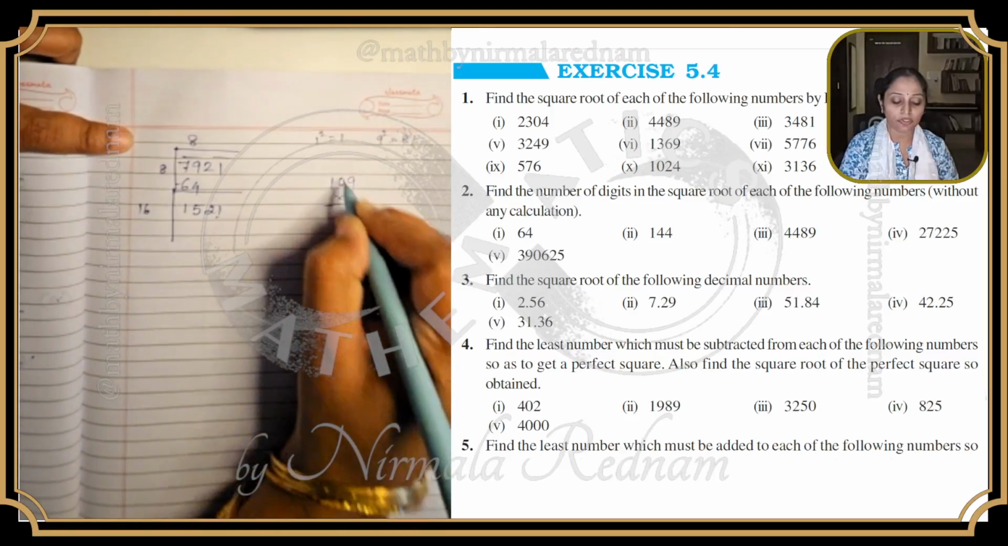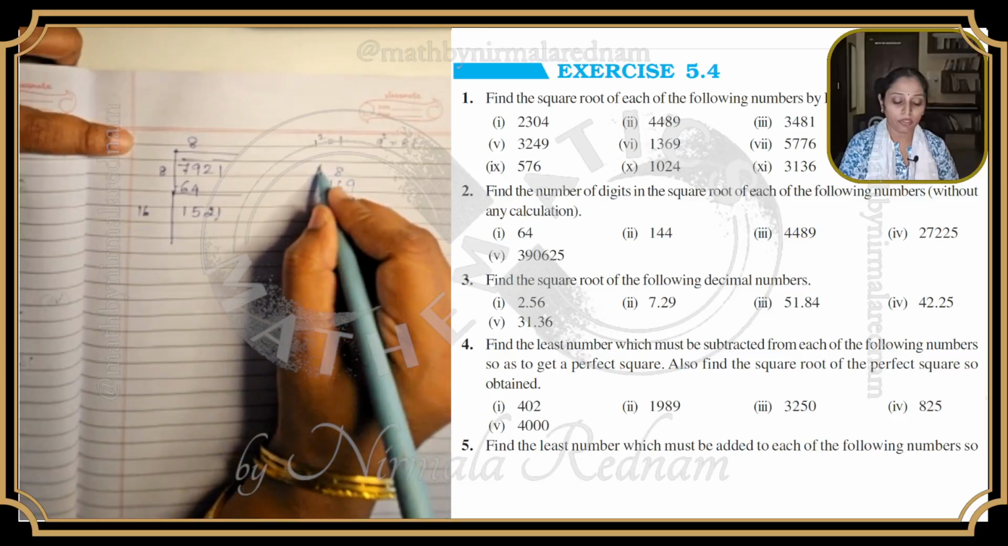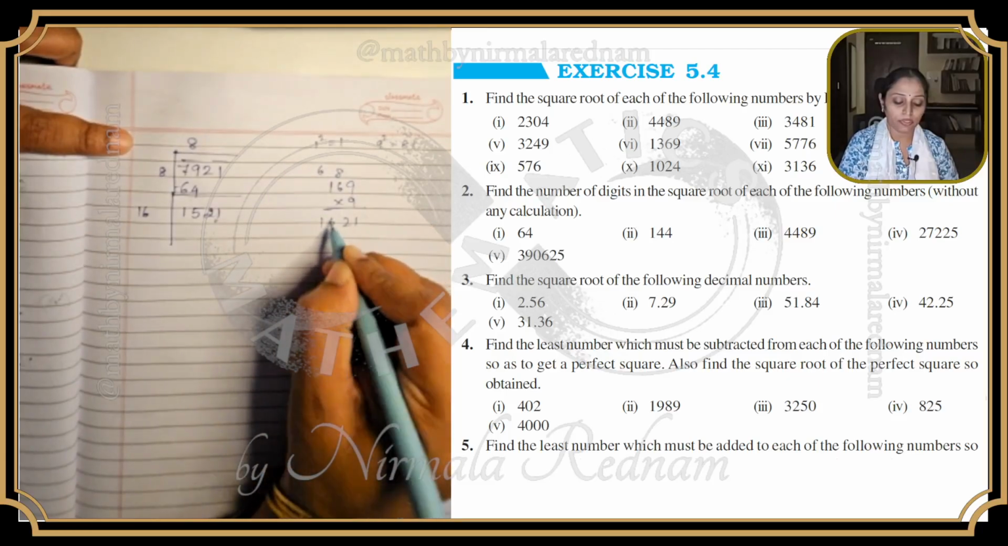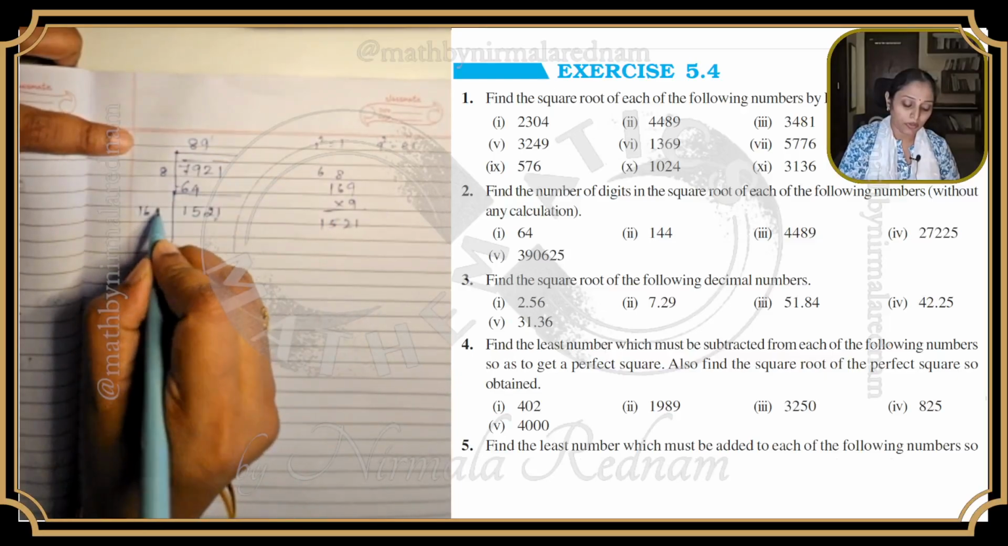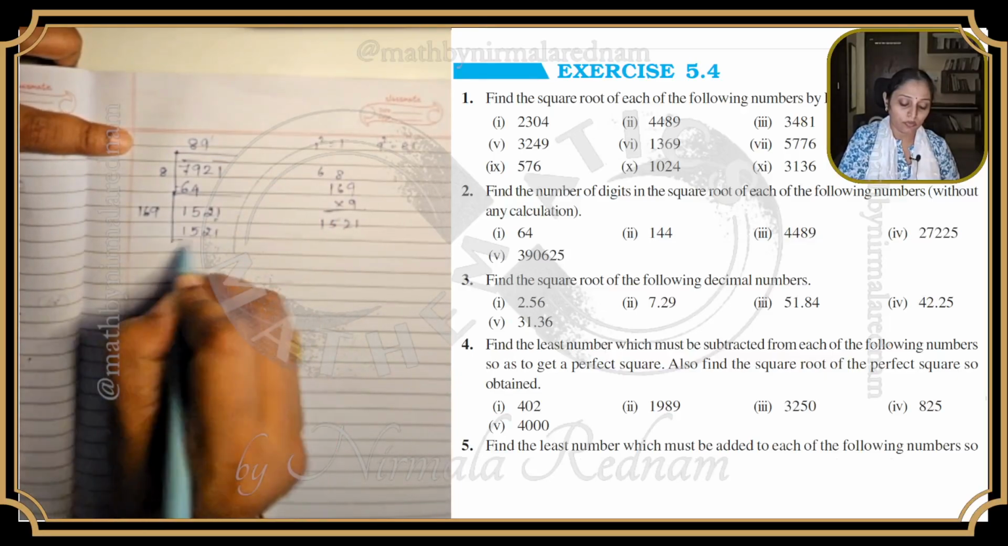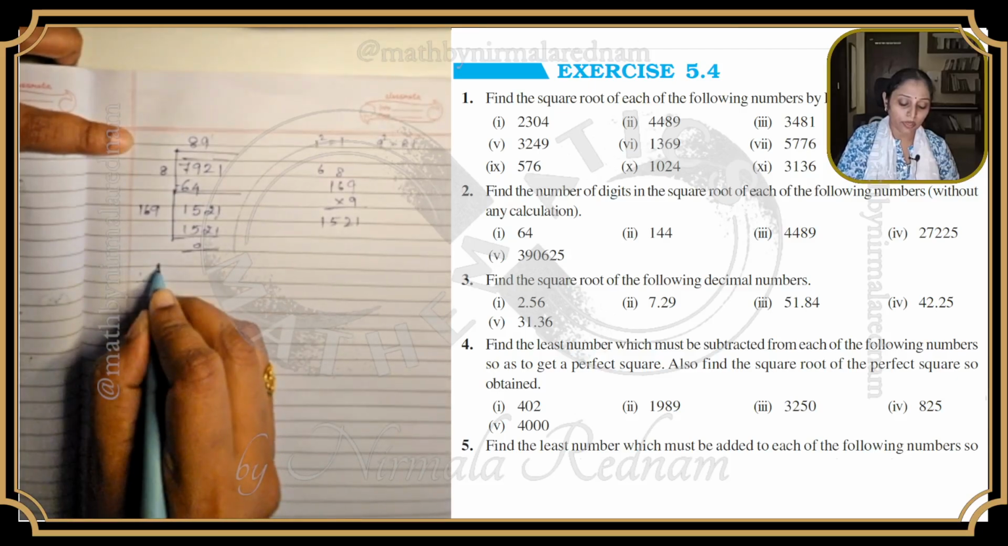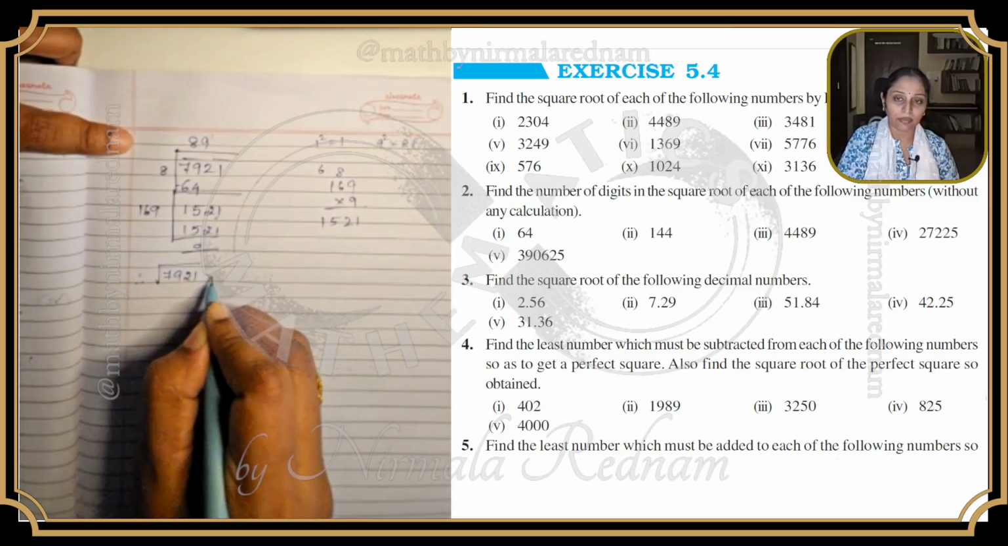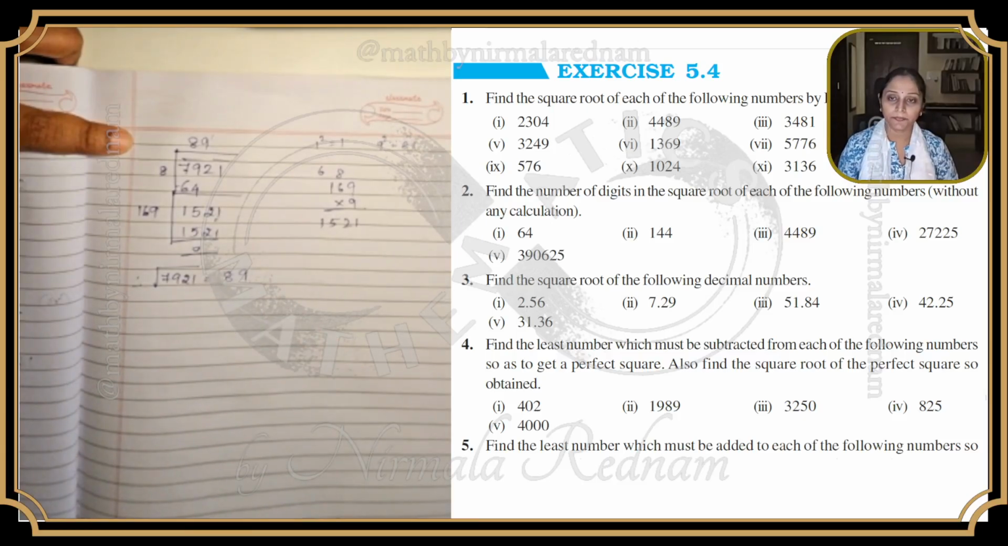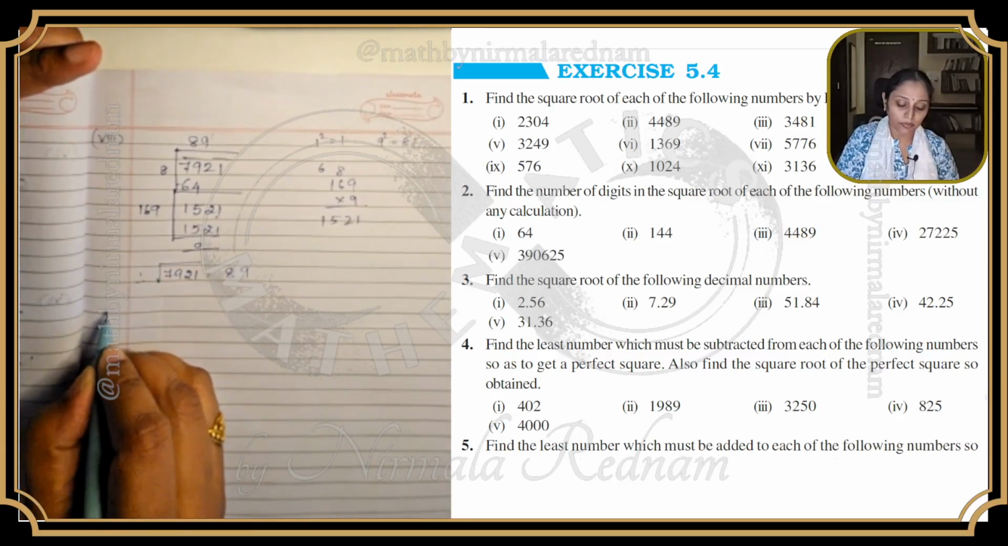Let me just cross check whether it works or not. Right? So it is 9 in fact. So the remainder is 0. Therefore, square root of 7921 is nothing but 89. Alright. Let's look at the 9th question.